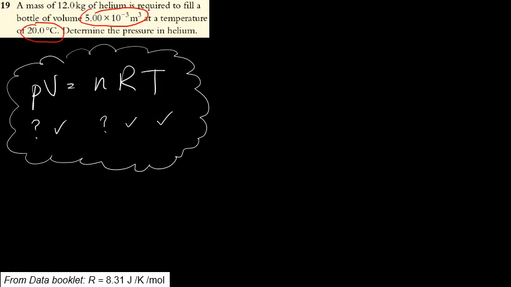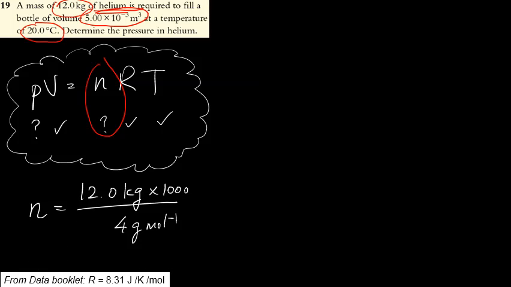In order to find the pressure, of course, you can't just let the equation have 2 unknowns, and therefore you must first find the number of moles of the gas here, which is the helium. And you also notice in the question here, I did not circle 12 kg, so that means 12 kg is something that you can use as well. And therefore, simply by applying the molar mass, you can find how many moles there are.